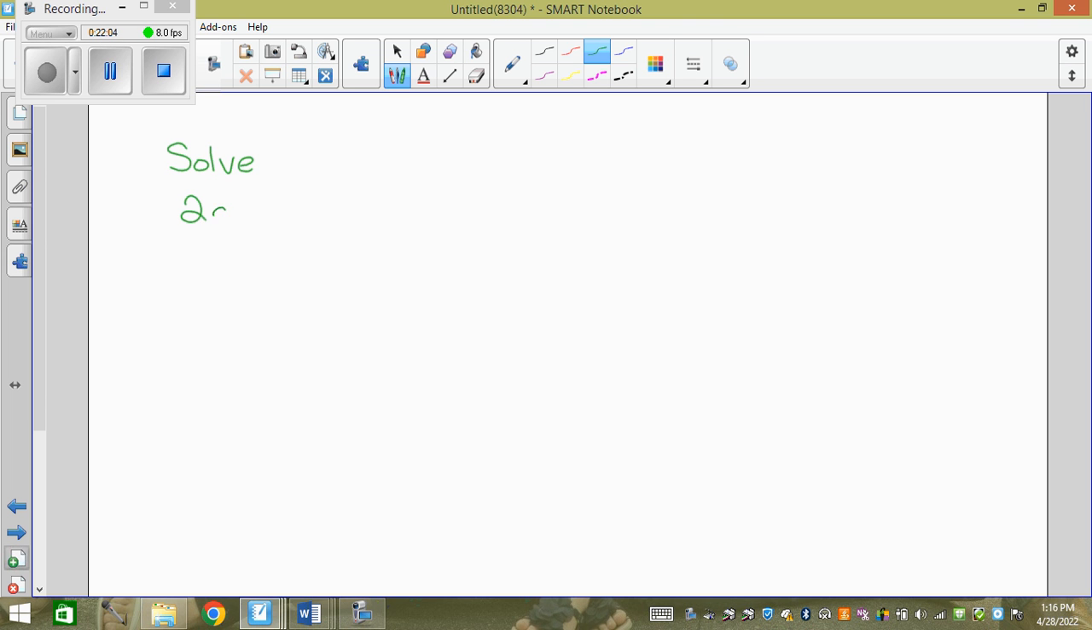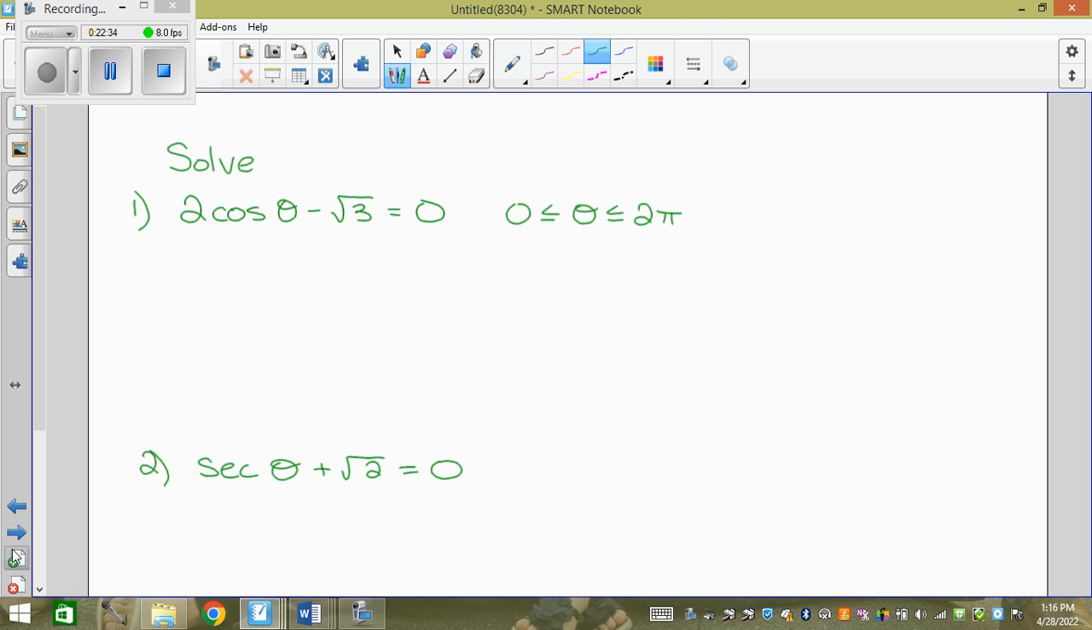2 cos theta minus root 3 equals 0. And I want it from 0 to 2 pi. So your answer needs to be in radians. You're going to try that one out. And you're going to try this one out. Secant theta plus root 2 equals 0.